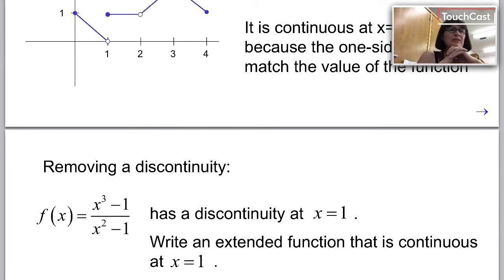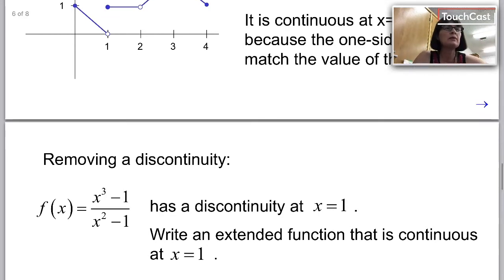So what we've been asked to do is write a new function that looks like f everywhere, except at the place where x equals 1, we're going to find the hole and we're going to fill it in. So we're going to make a function that is continuous at x equals 1, but is otherwise identical to this function. So here's what we're going to have to do.